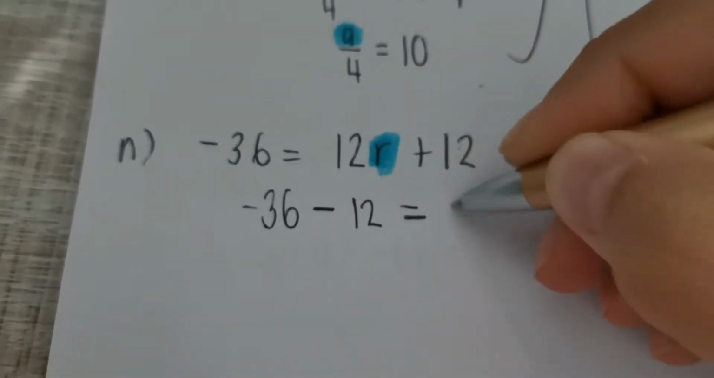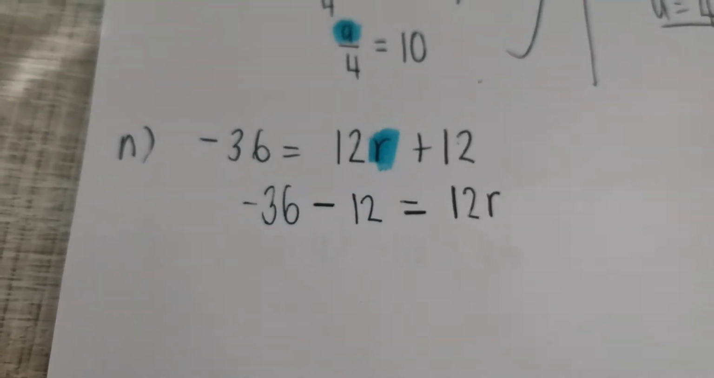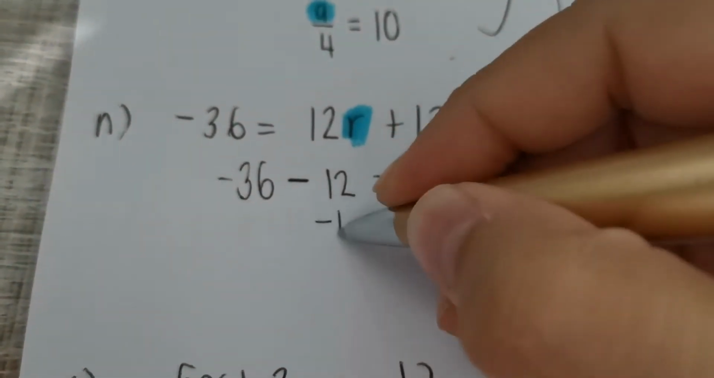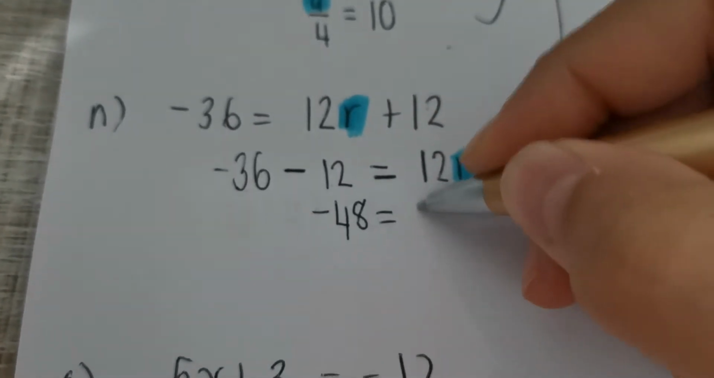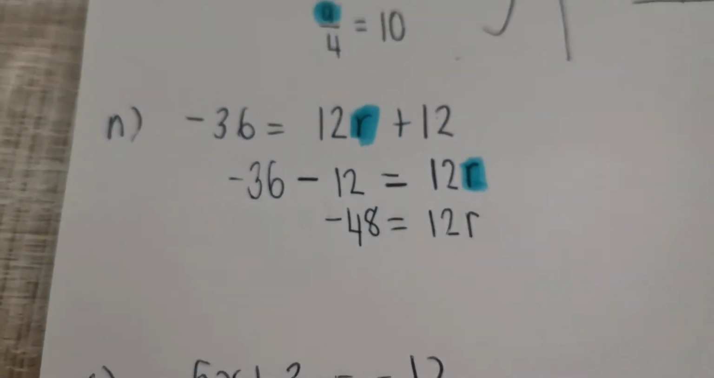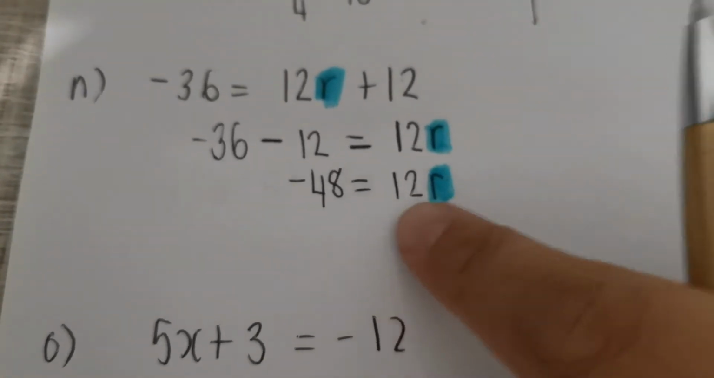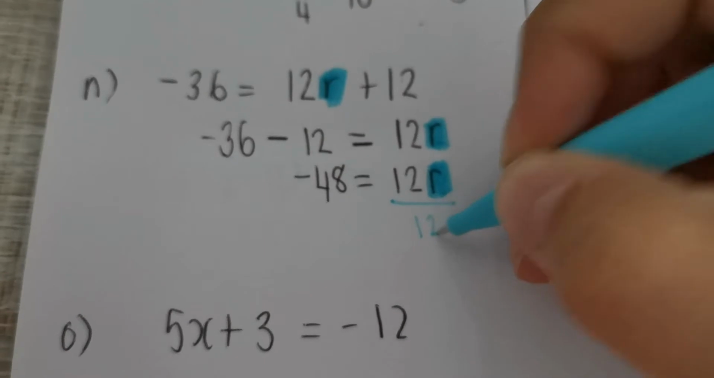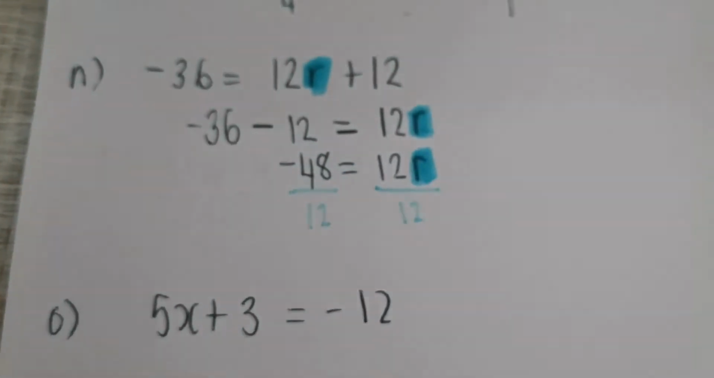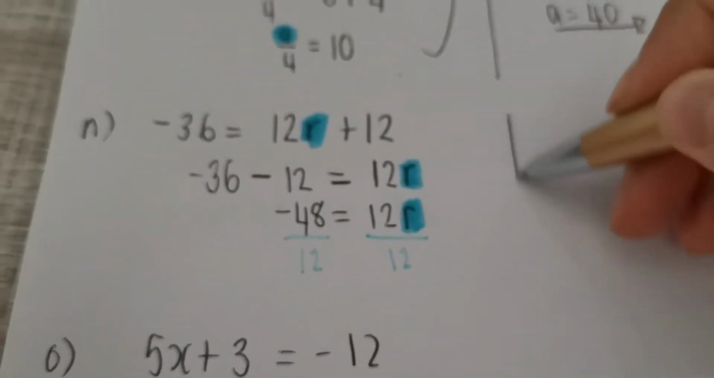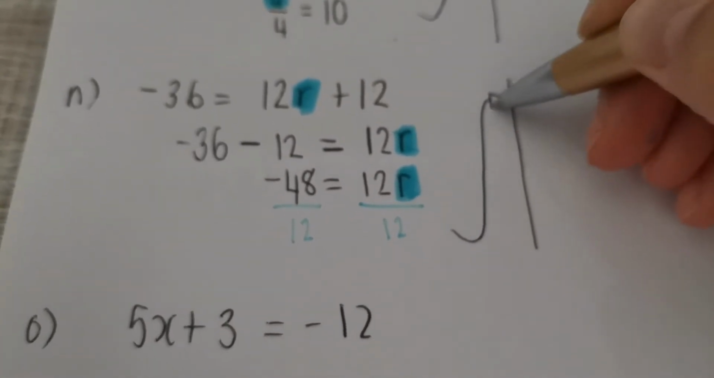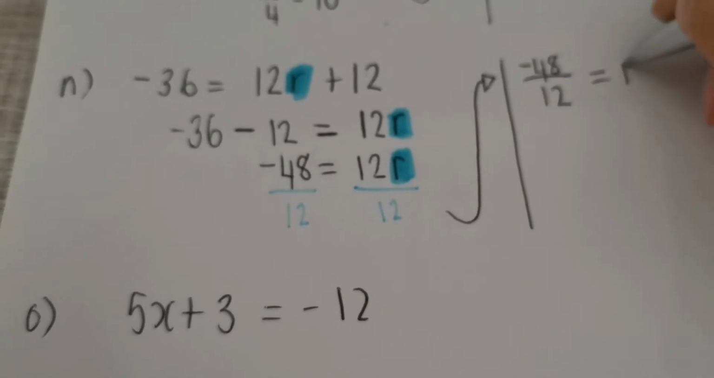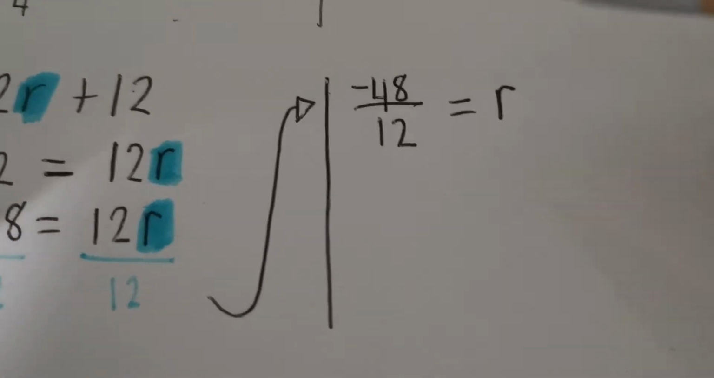Right, I'm going to take the other side. Negative 36 minus 12. This is 12 multiplied by r. So what's the opposite of it? Divide. And you can write it as a fraction. Okay, again out of space. I'm going to just continue here.